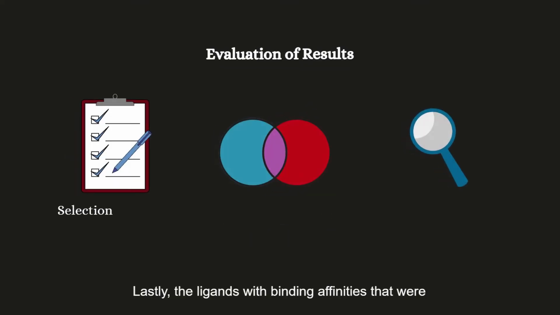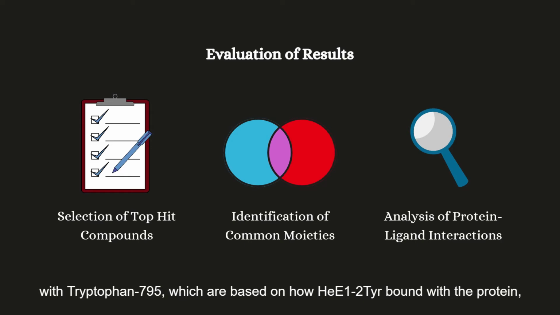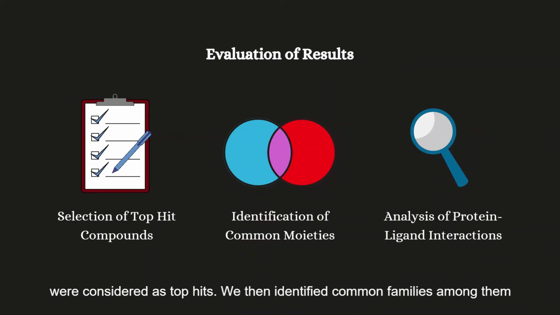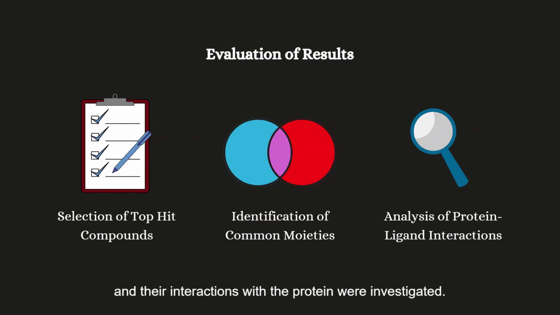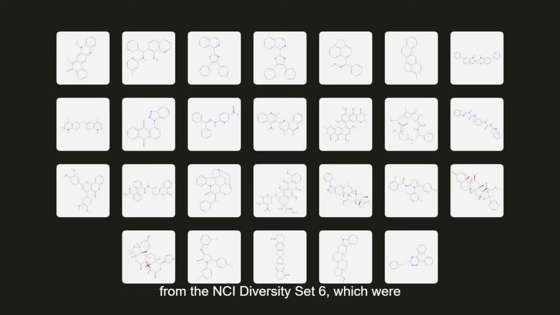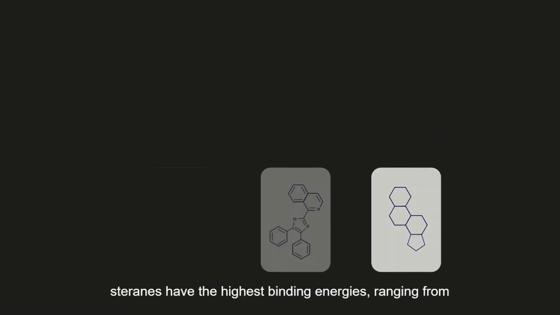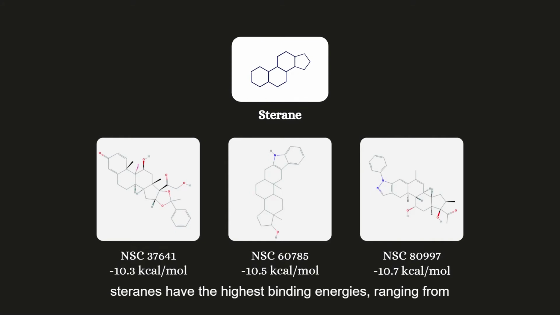Lastly, the ligands with binding affinities that were less than negative 9.5 kilocalories per mole and have either hydrogen bond or pi stacking interactions with tryptophan 795, which are based on how HEE1/2 tyrosine bound with the protein, were considered as top hits. We then identified common families among them, and their interactions with the protein were investigated. As for the results, we identified 26 top hits from NCI Diversity Set 6, which were divided into structural families. Among them, steranes have the highest binding energies, ranging from negative 10.3 to negative 10.7 kilocalories per mole when binding to the RdRp.